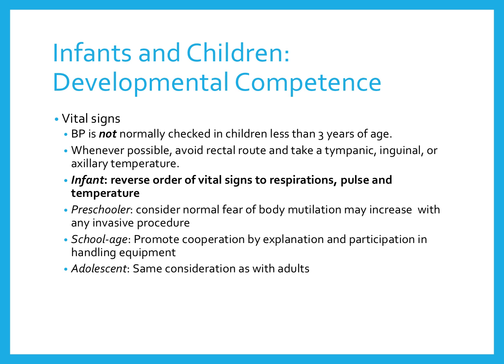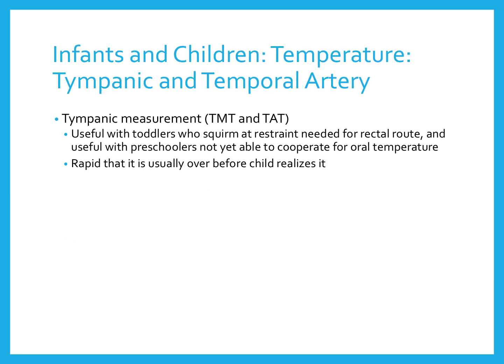With babies, we're going to do a reverse order of vital signs. We do respirations first. Basically, we'll do the least amount of touching first, respirations, pulse, and then temperature last, because we may have to hold them down for a temperature, especially if we're going to use the axillary. We can let the preschooler play with our equipment to get used to it before we use it. Same for school age children and adolescents. We can treat them like adults when taking their vital signs.